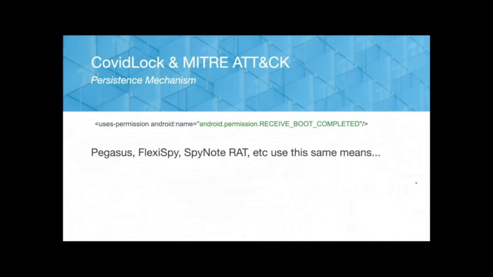So let's talk about CovidLock's persistence mechanism. CovidLock uses the Android feature boot completed, which is a permission to establish its persistence on victims' phones. For those of you that are more familiar with Windows-based threats, this is really similar, operationally speaking, to how the Windows registry run keys used as a persistence mechanism operate, or even a Windows service that runs malware in the background upon reboot.